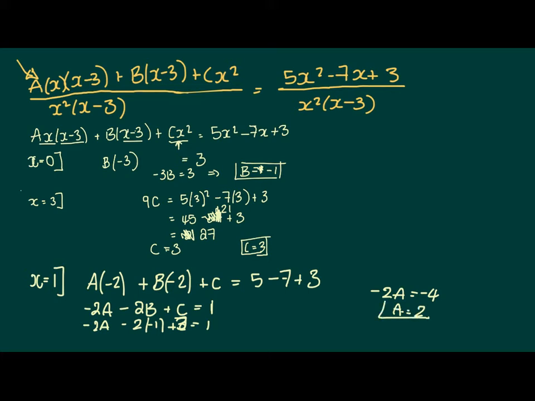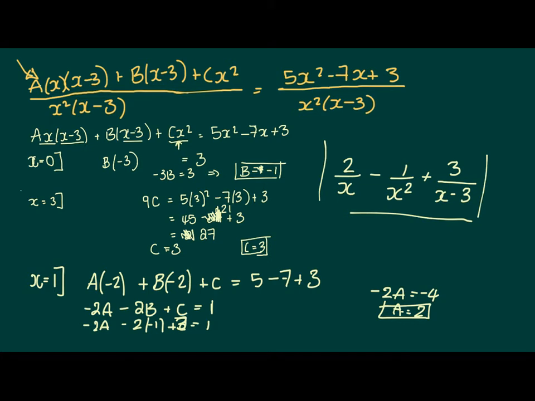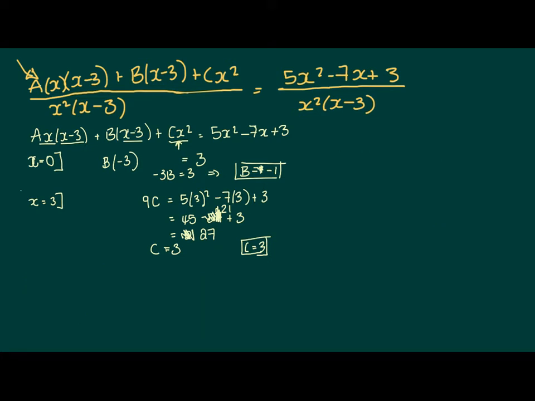is 2. And so the values of a, b and c in my original equation must have been 2 for a, so 2 over x, minus 1 over x squared, so that was b, and then 3 over x minus 3, and there are my partial fractions.